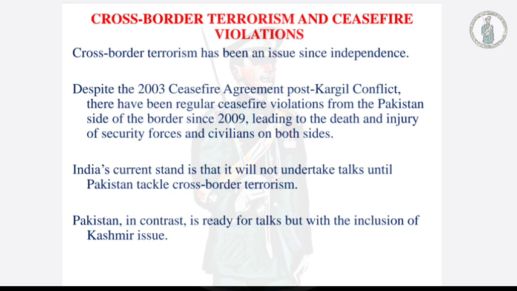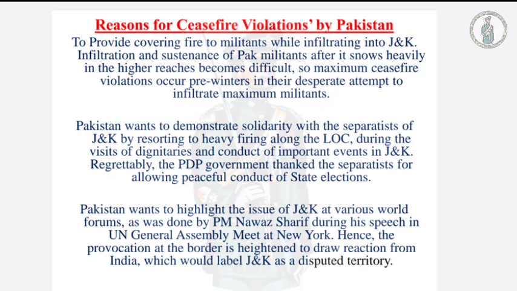Now, why does Pakistan conduct ceasefire violations on a regular basis? Well, there are reasons behind it. So, let us discuss the reasons behind the regular ceasefire violations by Pakistan. The main reason is basically to provide covering fire to the militants. As a large number of militants infiltrate into Jammu and Kashmir, by conducting ceasefire violations the Pakistan Army keeps Indian security busy on one side, while on the other side the militants infiltrate into Kashmir. Infiltration becomes very difficult when it snows heavily in the Kashmir Valley, so the maximum infiltration occurs pre-winter, especially at the end of September and October.